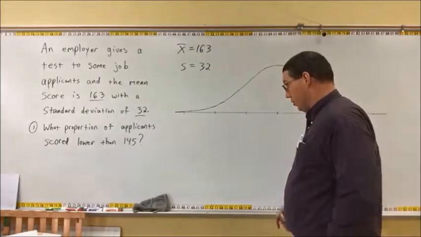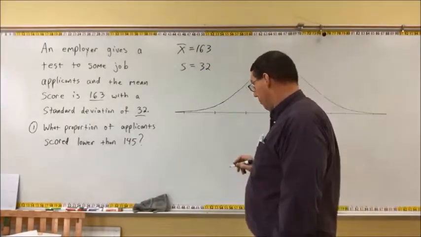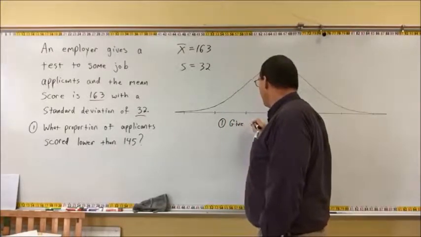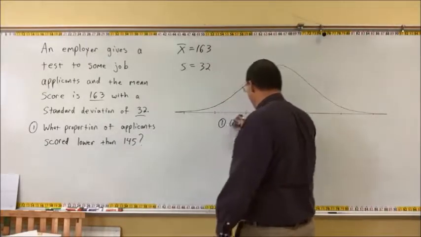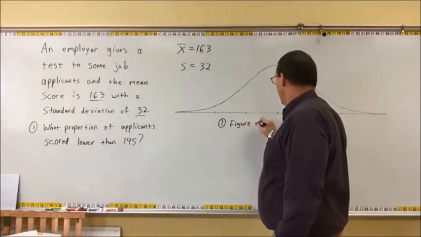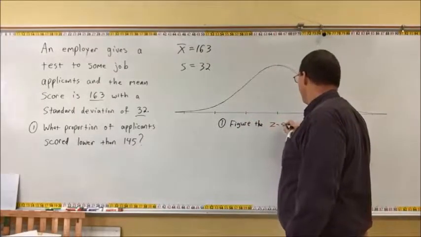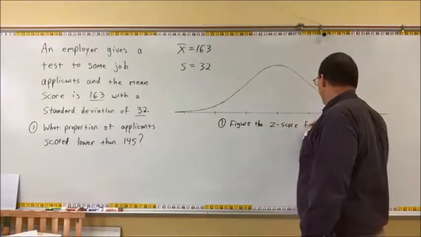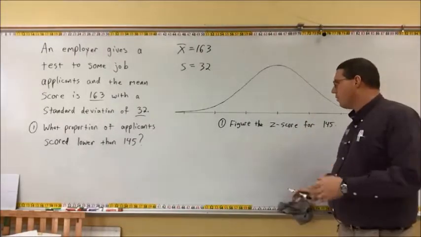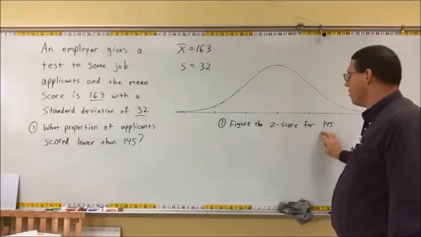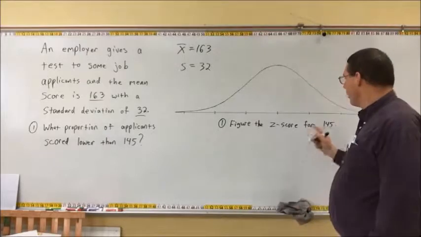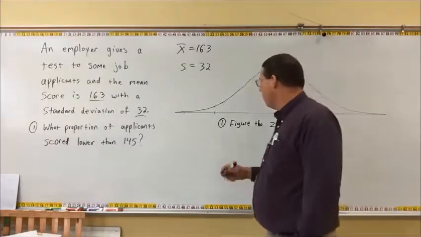And so here's our procedure. Here's what we want to do to be able to answer this question. The first thing we need to do is we need to figure or calculate the z-score for 145, okay? Now, if you're writing down general notes, just say the first step is to figure the z-score for the value that's being asked about, okay? So we got to figure the z-score for 145. Well, let's figure that out.